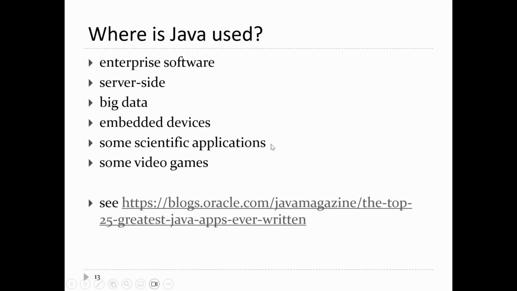Some scientific applications use Java. In particular, NASA is a big user of Java. And then finally, there are some video games that are written in Java. Notably, the first version of Minecraft was written in Java. More recently, it's mostly indie games. For example, Slay the Spire, if you know what that is, the original was written in Java. But it's not widely used to program games. It's certainly not used for any of your AAA video games, because it doesn't have the performance that's required. But it is used in some indie games. There's a little link if you want to see some real world examples that have been written in Java. It's a fairly recent article written by the people who now maintain Java.